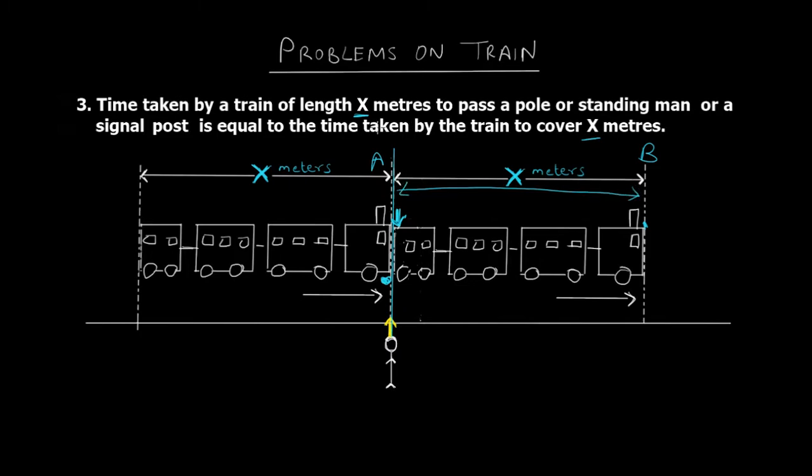So this is exactly what this point is trying to state, and you can see it visually as well over here. So the time taken by a train of length x meters to pass a pole or a standing man or a signal post is equal to the time taken by the train to cover x meters. So I hope this point is clear to you now, and let's try to move on to the next point.